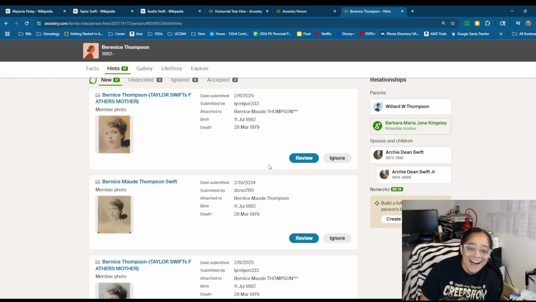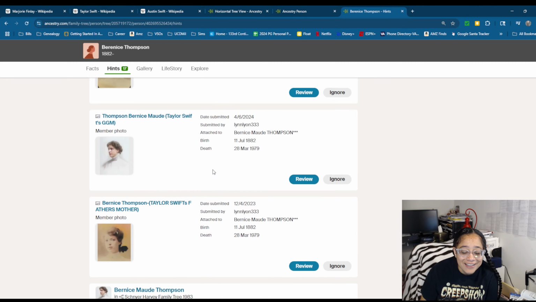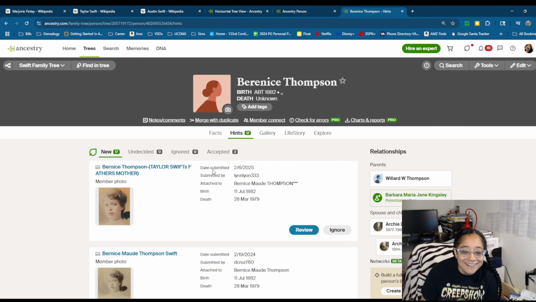Oh my gosh, she's so beautiful. I love these pictures. Oh, look at how gorgeous. Oh my God, I love it. I'm dying, I'm literally dead.